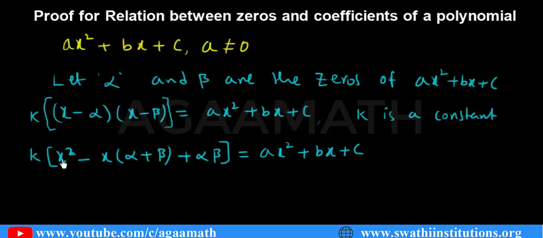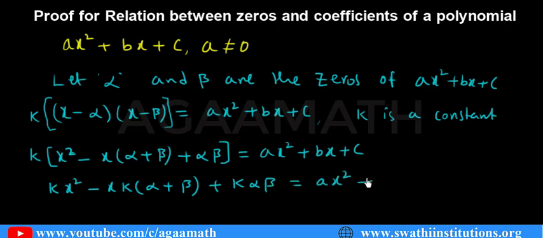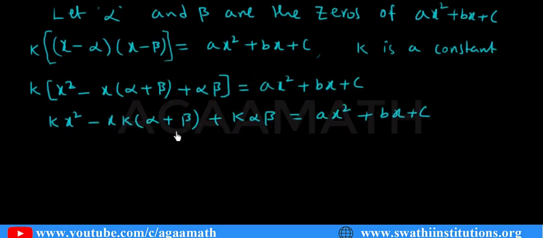Now we do one thing, k multiply with each and every term here, that is kx square minus k of alpha plus beta x plus k alpha beta equals to ax square plus bx plus c, right? So observe carefully now that if you equate these two equations, already we have an equal sign.